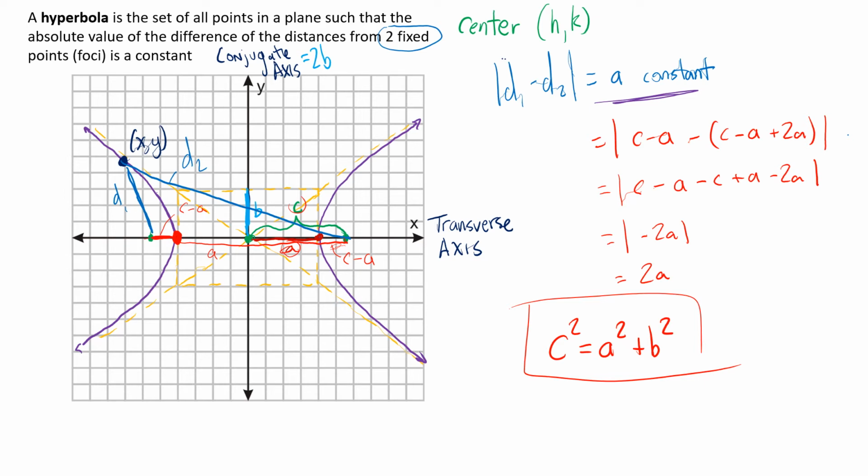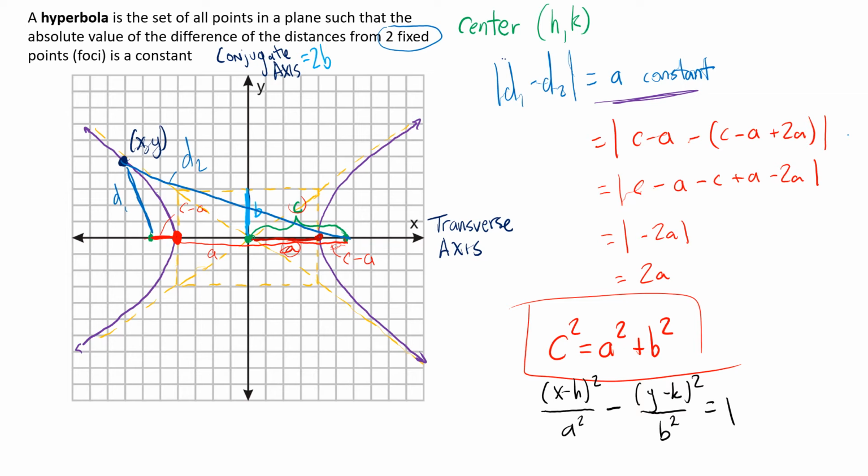And then the other thing, which is the standard form, the HK form or the conic form of a hyperbola, is this. It is x minus h quantity squared divided by a squared minus y minus k quantity squared divided by b squared equals 1. Now this is almost the exact same thing as the HK form of an ellipse. It just has a minus sign in the middle instead of a plus sign.